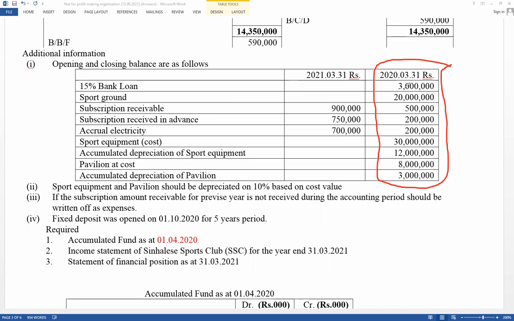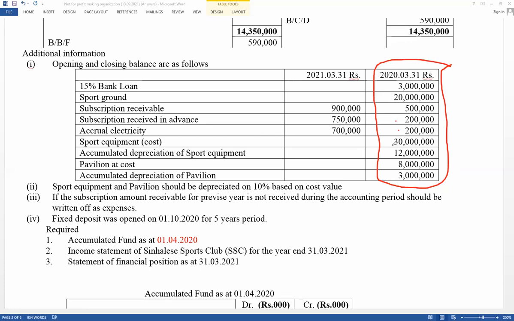Accumulated fund calculation. Think assets minus liability. Think about the bank loan: this one is a liability, and the sport ground is an asset. Subscription receivable is an asset. Think assets minus liability, and subscription received in advance is a liability. Think, you have to consider the opening balance. Accrued salary is also a liability.